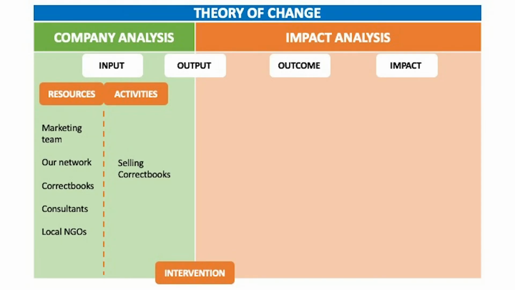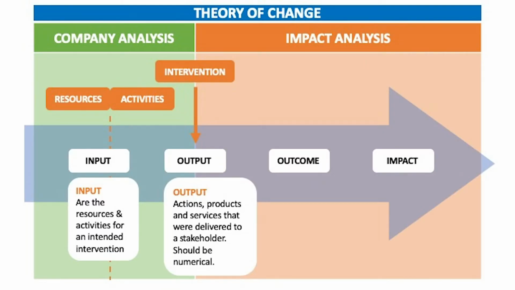For the resources of CorrectBook, I have written some generic resources like marketing, their network, the books themselves, consultants that they hire to engage with local schools, and the local NGOs that they partner with to make their sales and to connect with schools. For the activities, I've listed selling CorrectBooks because that's the product that they're offering to their market. Now let's move on to outputs.